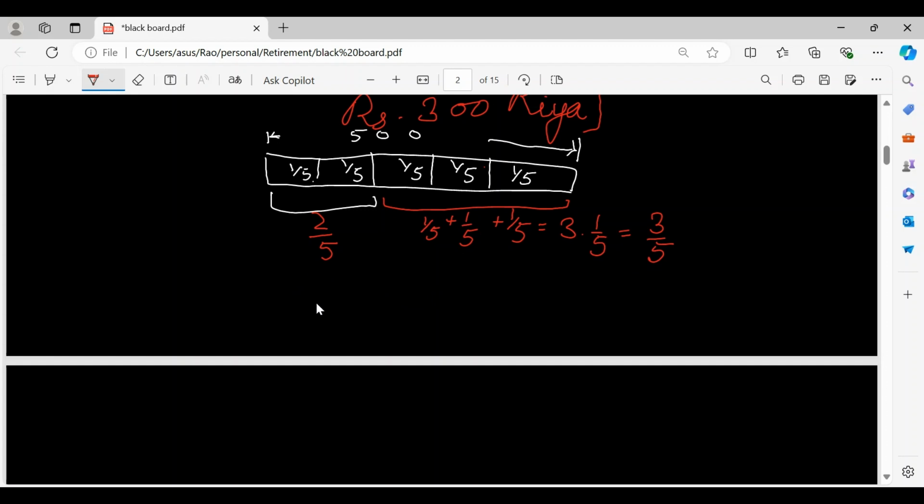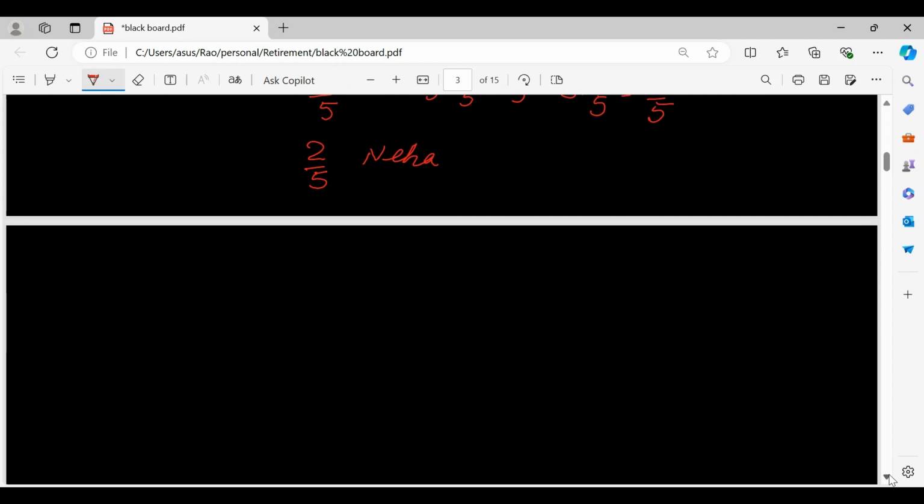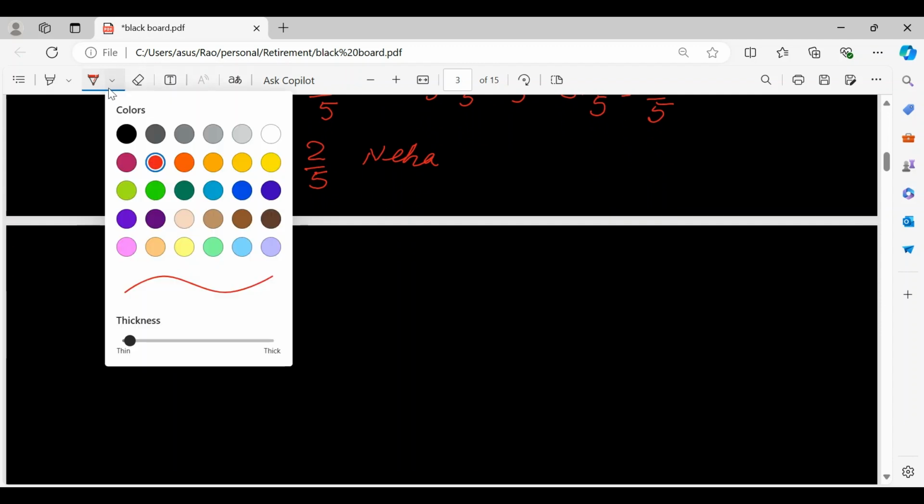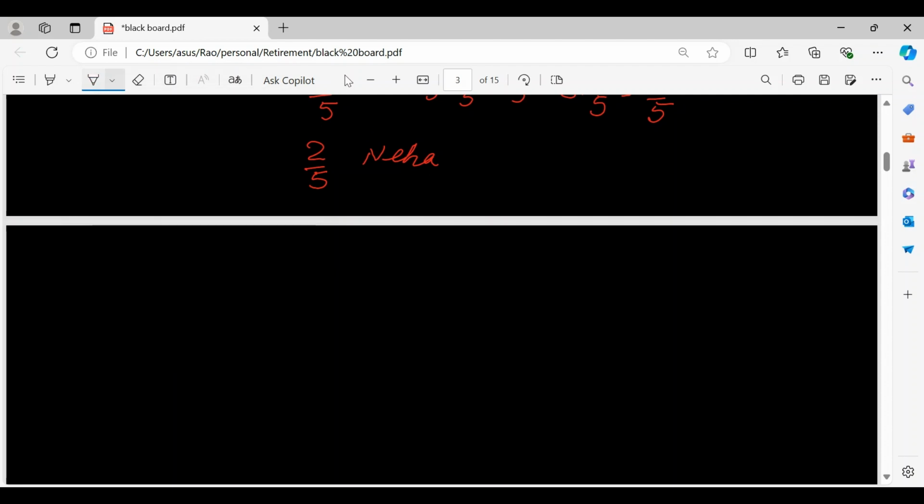So now it's clear: 2/5 of the part was spent by Neha, and the remaining 3/5 part was spent by Ria.